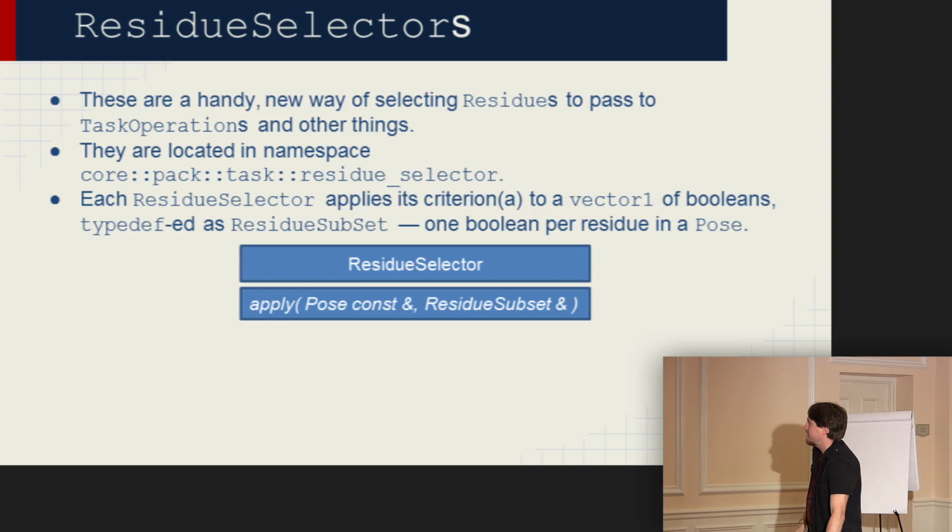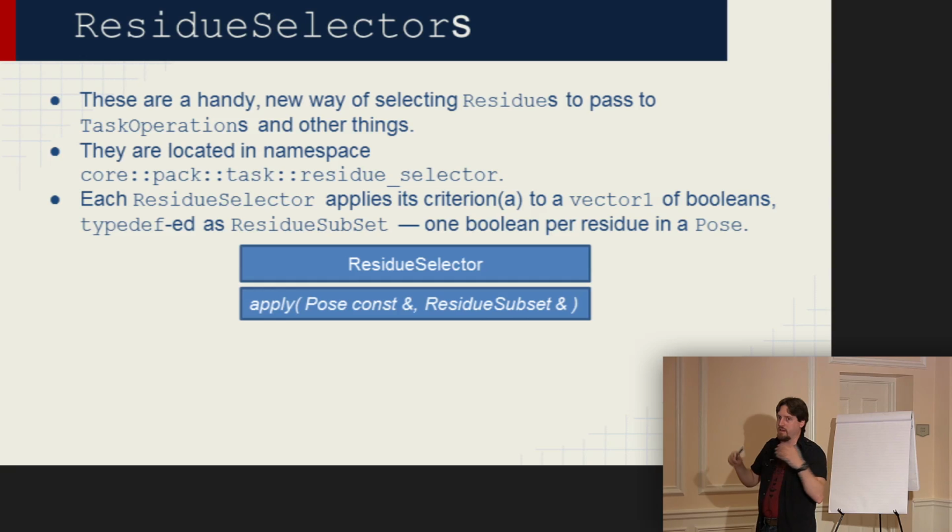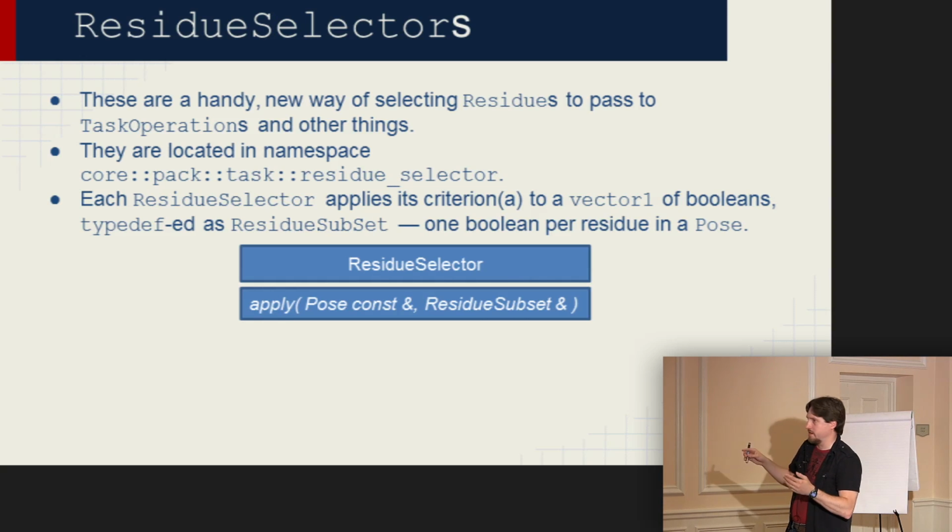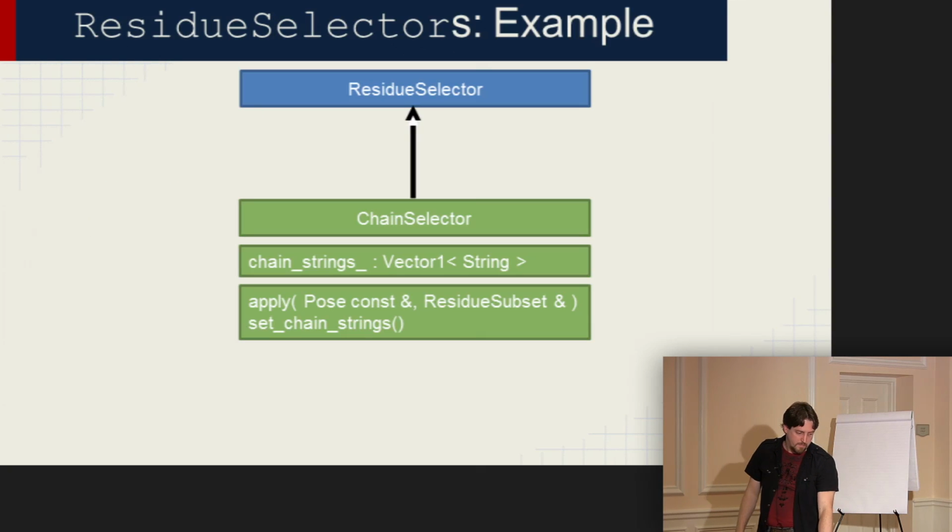So they're located in namespace core pack task residue selector. Every residue selector applies its criterion to a vector1 of Booleans. Its typedef here is ResidueSubset. So basically, if you have a 50 residue pose, you're going to have 50 Booleans that can be set to false or true. If they're set to true, that means they're selected. If they're set to false, they're not. So the index of the vector is the residue position. Okay, pretty simple.